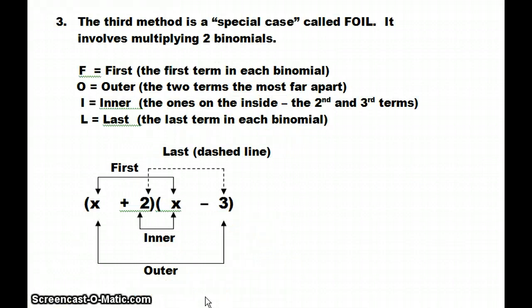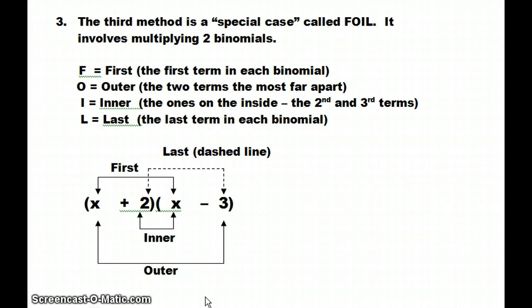The third method that we're going to talk about is a special case, and that method is called FOIL. The acronym FOIL stands for first, outer, inner, last. So we have an expression here, the quantity of x plus 2 times the quantity of x minus 3. What we see is that we have two binomials. It's a special case. When we have two terms multiplied by two terms, it is two binomials that are multiplied together. First stands for the first term in each binomial. So in x plus 2, x is the first term.